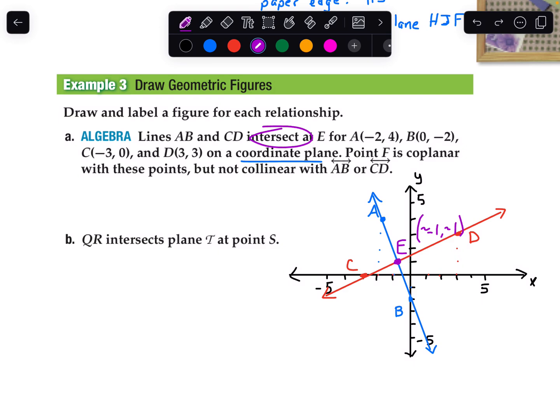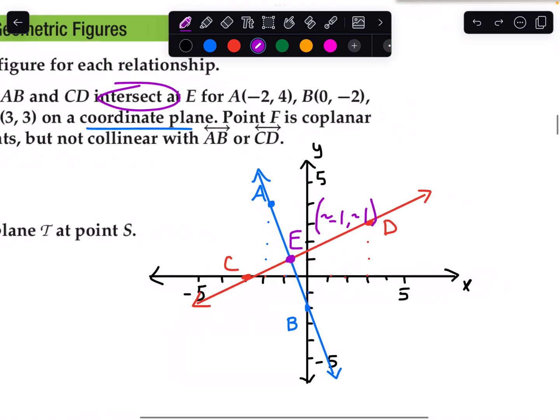Point F then is coplanar with these points, so it's in the same plane. That's good, so we can leave our 2D representation, just put it anywhere on the page so long as it's not collinear with the other two lines. So don't put it on those lines or in the path of them, that would be no good. So let's just stick it anywhere where there's some open space down here. There's point F.